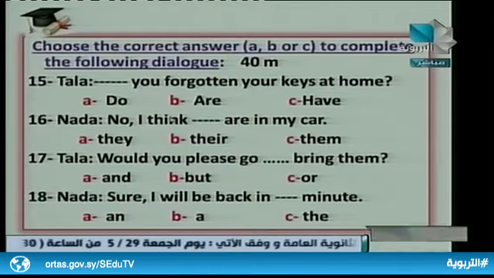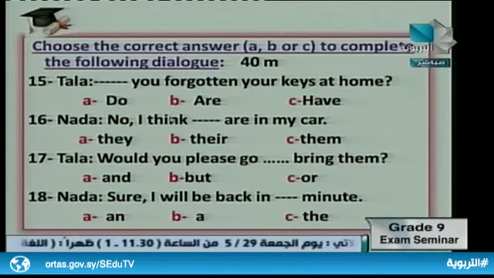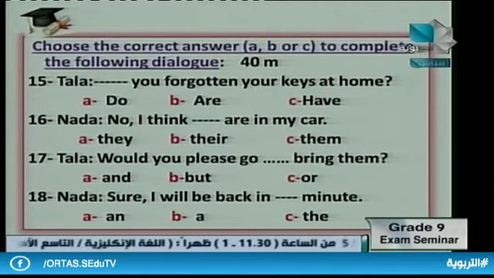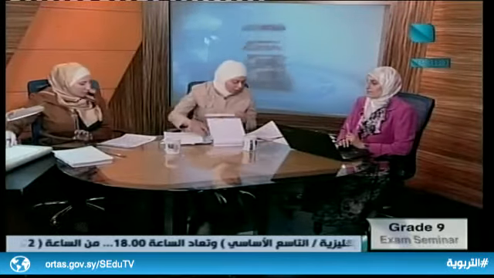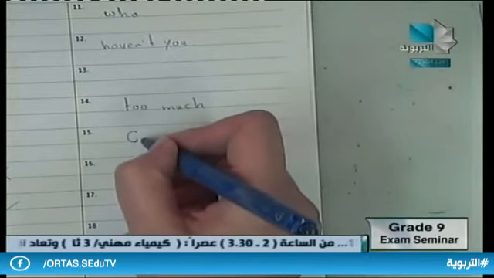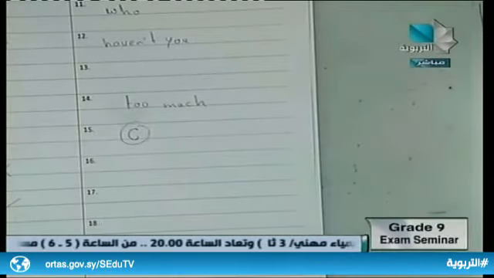Now, can you write down the answer, Miss Nisreen, on the answer sheet? Here we can write either the letter C only, or we can write number 15, or we can write "have," or we can write both. So if they write the letter C, it's correct and accepted. If they write "have," it's also correct. If they write both of them, of course it's better.